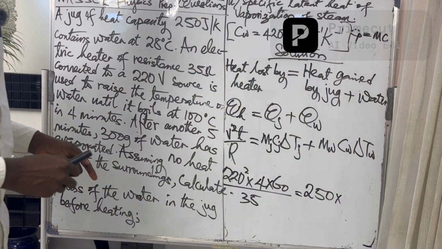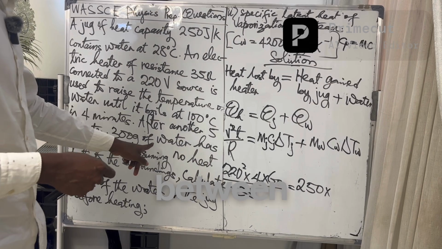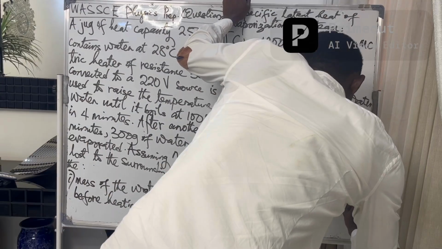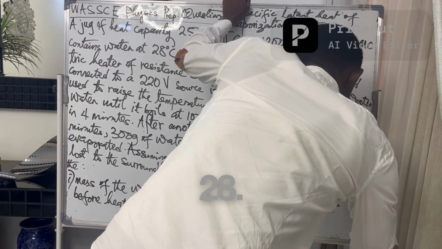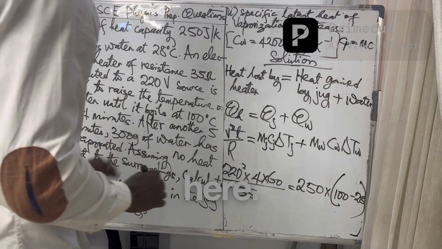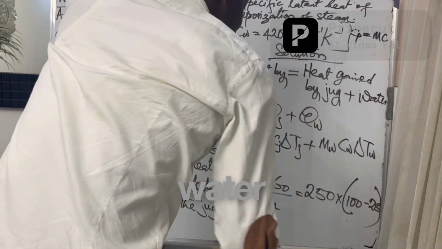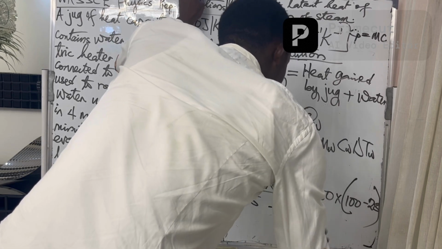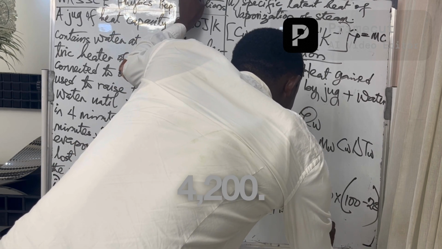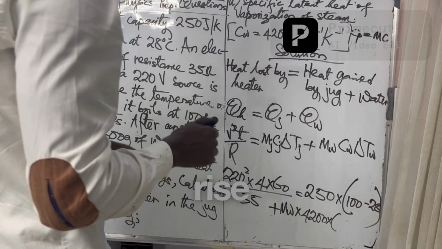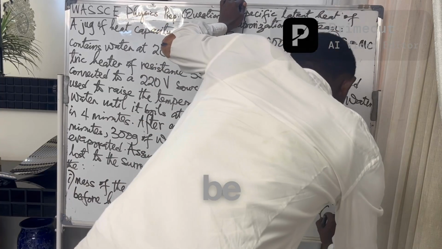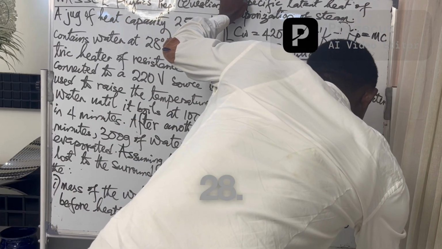So the temperature rise is between 100 and 28. So the temperature rise there would be 100 minus 28. So I'll close the bracket here. Then plus the mass of the water, which is what we are looking for in the first question, times the specific heat capacity of water, which is 4,200, times the temperature rise. For the jar and the water, the temperature rise is the same. Okay? So it would still be 100 minus 28.